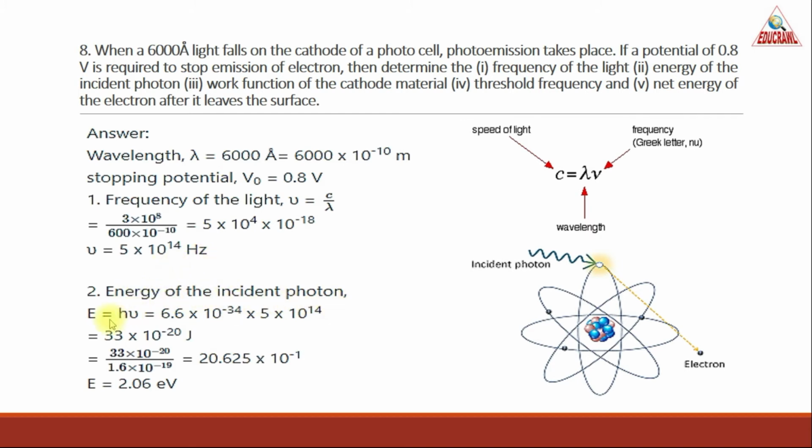Second one, we have to find the energy of the incident photon. E is equal to h nu, which is equal to 6.6 into 10 power minus 34, which is the h value, the Planck's constant, into mu. In the first one, we found the frequency. That value I am substituting here. So 6.6 into 10 power minus 34 into 5 into 10 power 14, which is equal to 33 into 10 power minus 20 joule. Once again, here the unit of energy is in joule. We are supposed to convert it into electron volt. So we divide this answer by 1.6 into 10 power minus 19. Hence the answer is 20.625 into 10 power minus 1, which is equal to 2 electron volt. So the energy of the incident photon is equal to 2.06 electron volt.